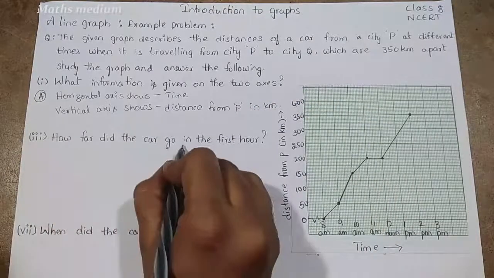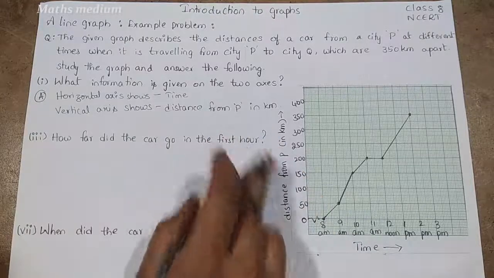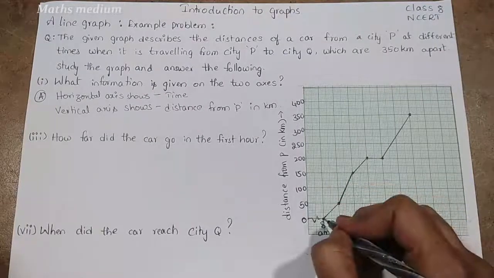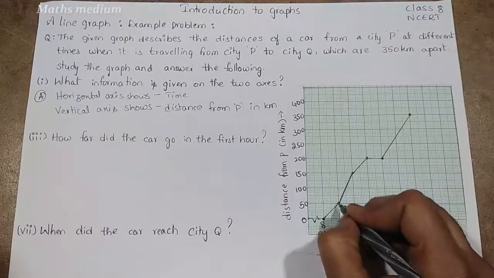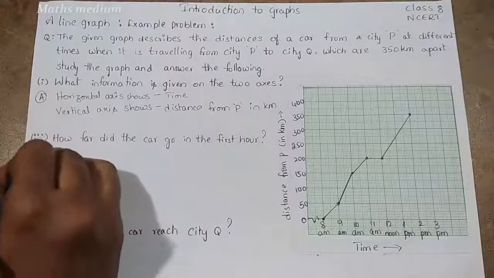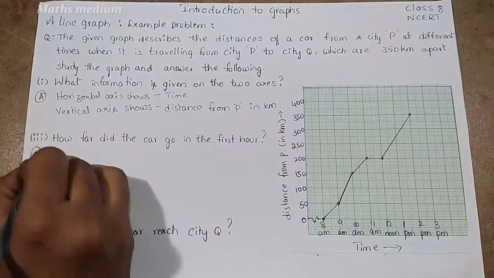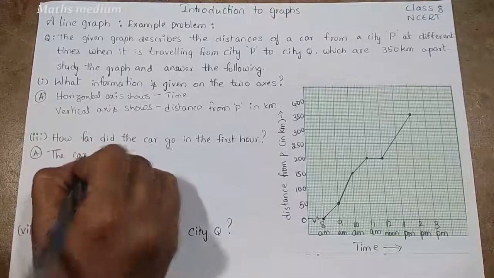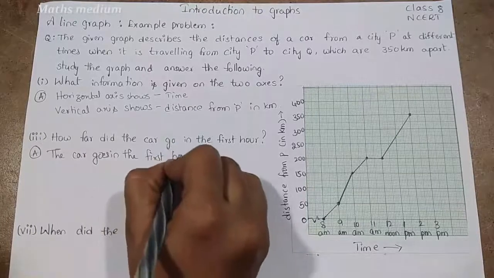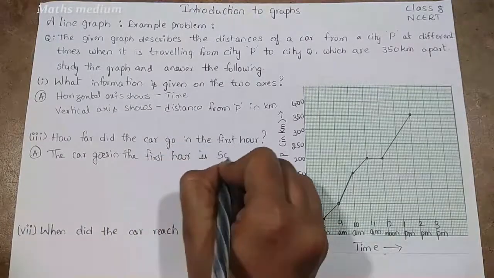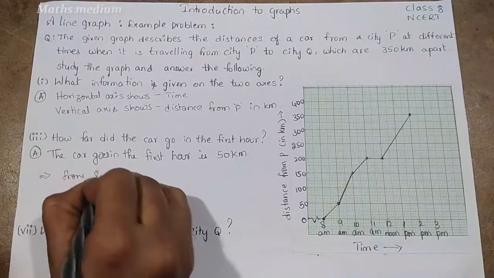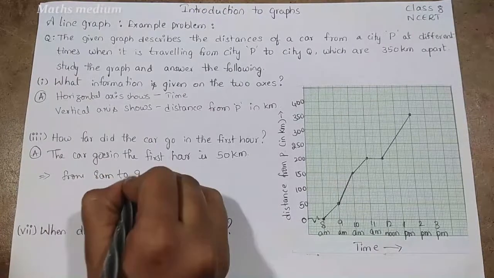Next question. How far did the car go in the first hour? The first hour means from 8 am to 9 am. How much distance did the car travel? See, this is 0, this is at 9 am, this is 50. So within 1 hour the car traveled only 50 kilometers. That is the answer. So let's write the answer. The car goes 50 kilometers in the first hour, that is from 8 am to 9 am.